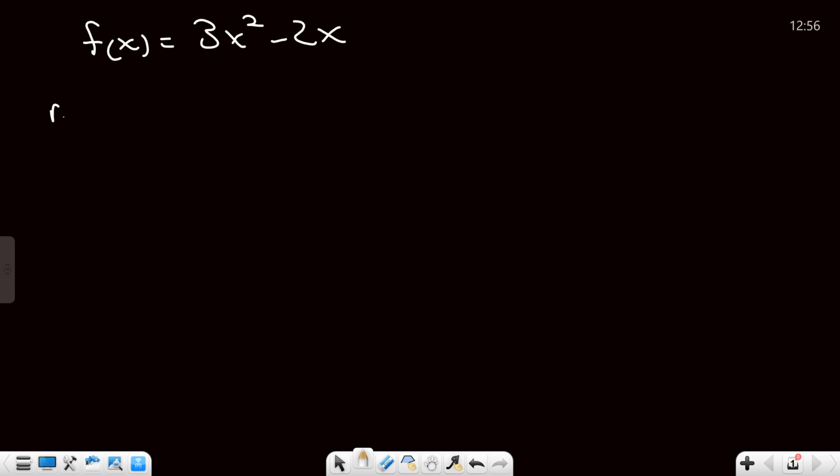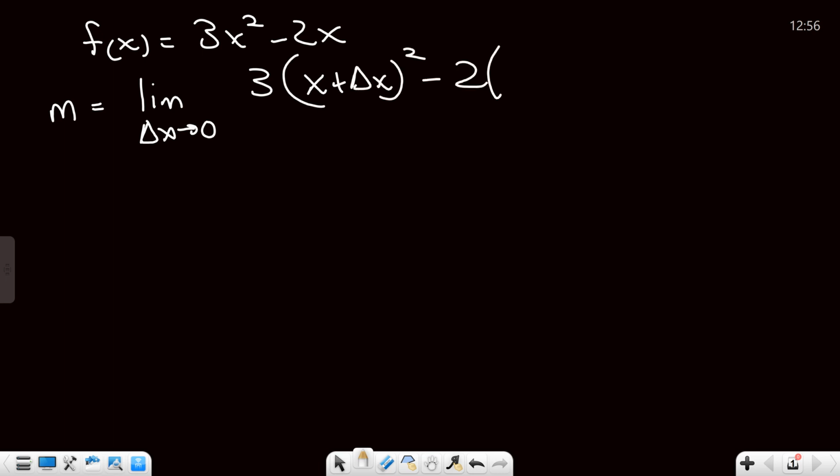All right, so here we go. The slope. For this particular problem, what is f of x plus delta x? Jacob: 3 times x plus delta x squared minus 2 times x plus delta x. 3 times the quantity x plus delta x squared minus 2 times the quantity x plus delta x. Go to the function, wherever you see an x, put in an x plus delta x.